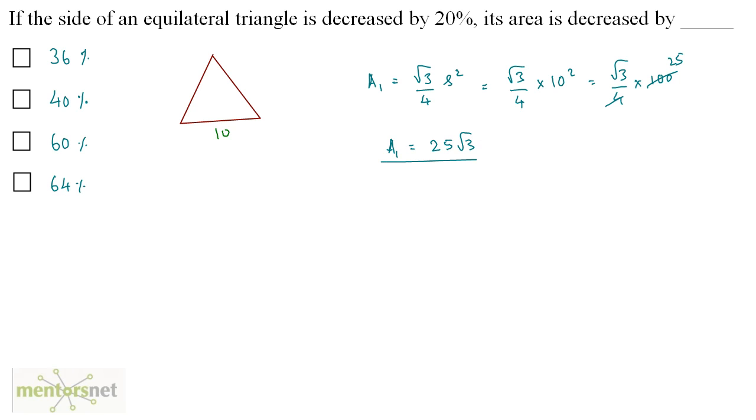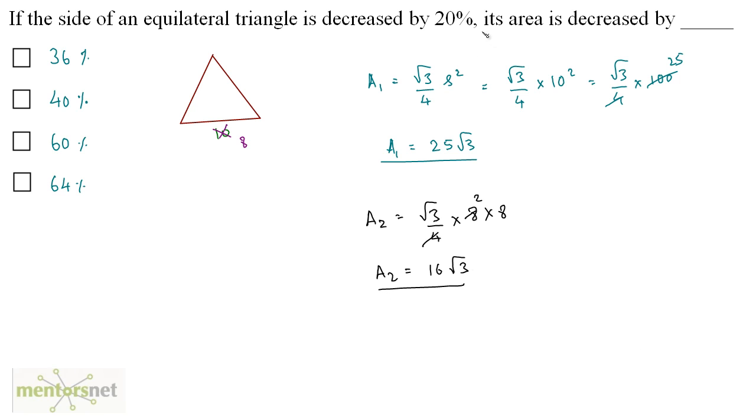Now what has been said is that this side is decreased by 20%. Now what is 20% of 10? Well, 20% of 10 is 2. So this is decreased by 2 centimeters or 2 units. So 10 minus 2 is 8. So the new side of the equilateral triangle is 8. Now let us calculate the area if the side is 8. So A2 will be root 3 by 4 times the side square. So times 8 times 8. 4 times 2 is 8. 8 2s are 16. So A2 is equals to 16 root 3.